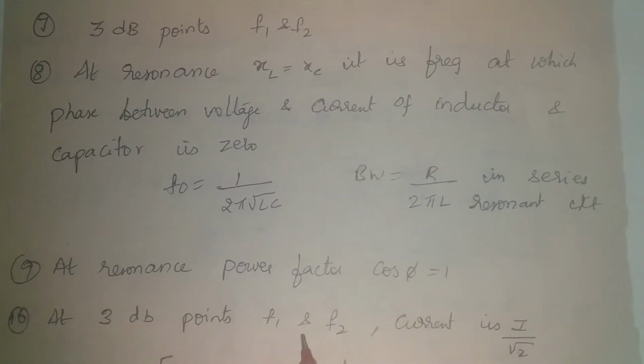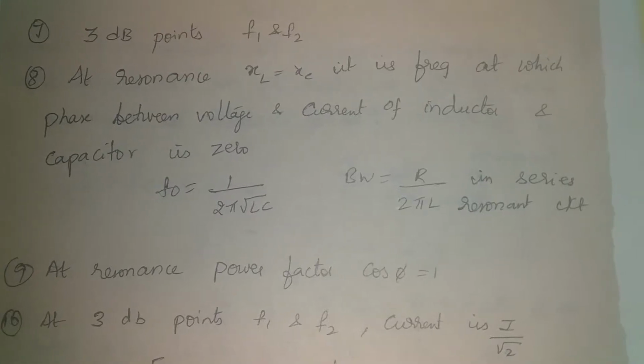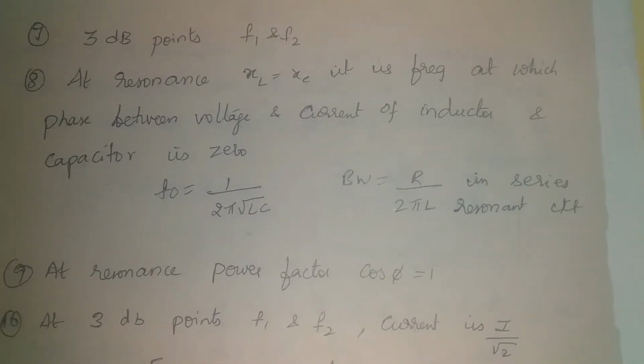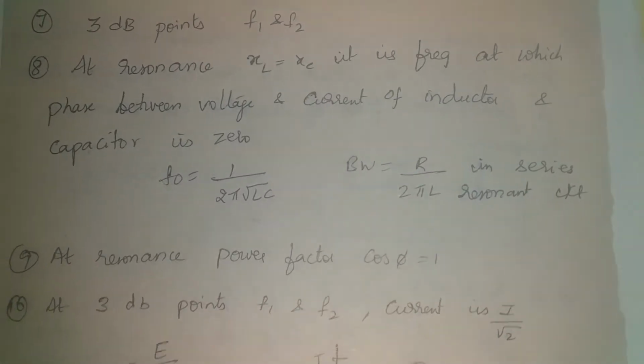At 3 dB points F1 and F2, current is I by root 2. So at F0 it is I, at F1 it is I by root 2, at F2 it is I by root 2, that is E by R root 2. So impedance at half power point is R root 2.